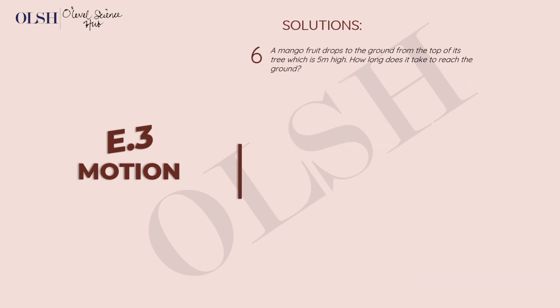Number 6. A mango fruit drops to the ground from the top of its tree, which is 5 meters high. How long does it take to reach the ground? So there are two ways we can solve this problem. Let's take the first one. This one is more complicated than the next one I will show you, but let's try to go through it. So if we look here, we have the height of the mango fruit.